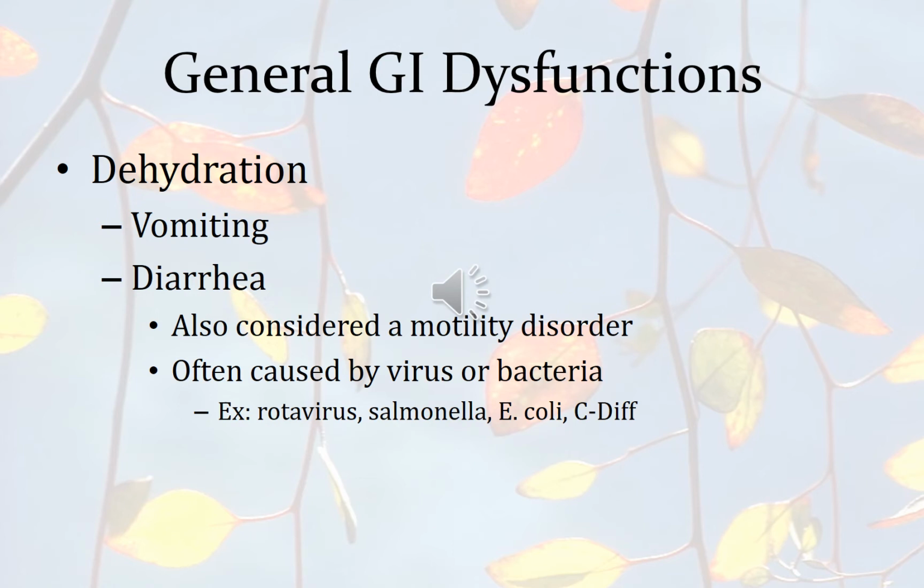If they have diarrhea, the main causes in our kids, besides motility disorders, are rotavirus, which is the number one cause of acute diarrhea in our infants, followed by Salmonella, E. coli, and C. diff. We consider acute diarrhea anything that lasts 24 to 36 hours. Anything greater than a few days would be considered chronic diarrhea.